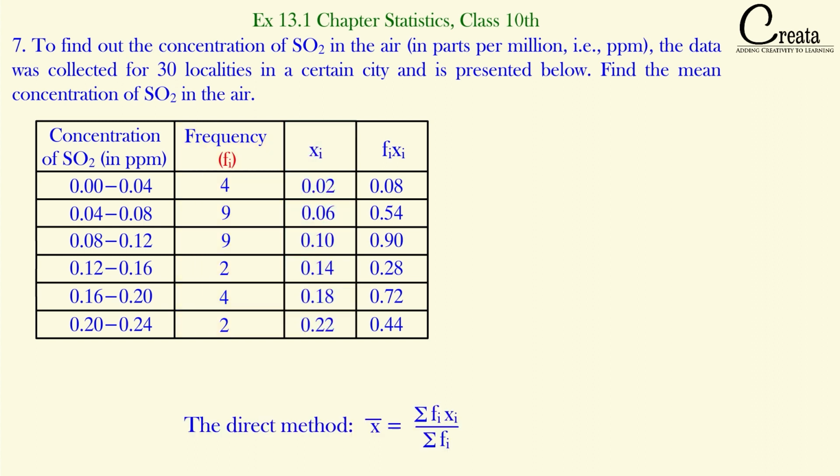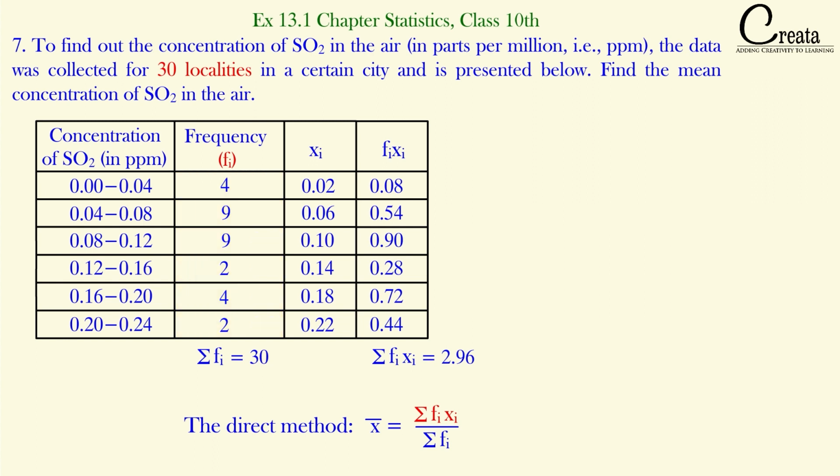Further, this is the formula of the direct mean method, in which we have to use the sum of Fi into Xi. So let's add all the values of Fi into Xi. We got 2.96. Further, let's also calculate sigma Fi, the addition of all the values of Fi, which is 30. You can add, or you can also refer to the question in which the number of localities is given as 30. So the sum of all the frequencies, or the localities, will be 30. No need to do the addition, just refer to the question, it will be fast.